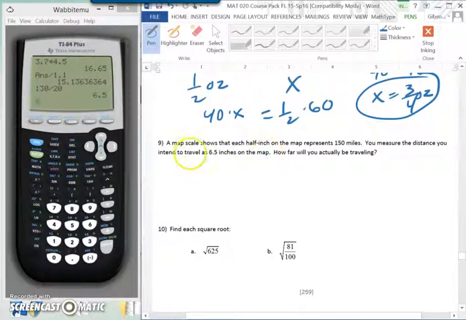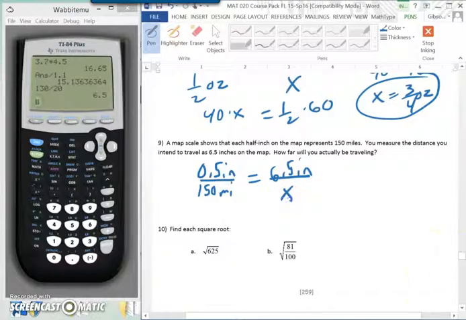So now, number 9, a map scale that each half inch on the map represents 150 miles. You measure the distance you intend to travel as 6.5 inches on the map. How far will you actually be traveling? So a half inch is 0.5 inches, and that would be over 150 miles. And that would equal to, we would take the 6.5 inches, and we don't know how many miles yet.